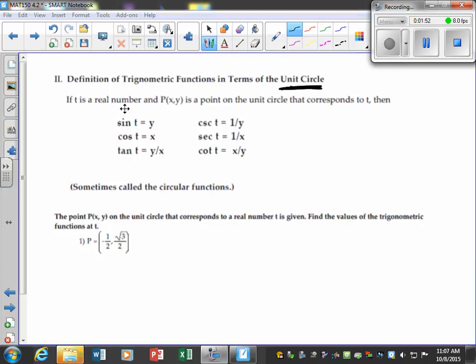But this is the same thing as sine of theta. A lot of times we see it as theta. So sine of theta is equal to y. Cosine of t in this case is equal to x. Tangent is y over x. You also might want to make the comment here that x cannot equal 0 because you can't have 0 in the denominator, and on this side y cannot equal 0, because you cannot have division by 0.